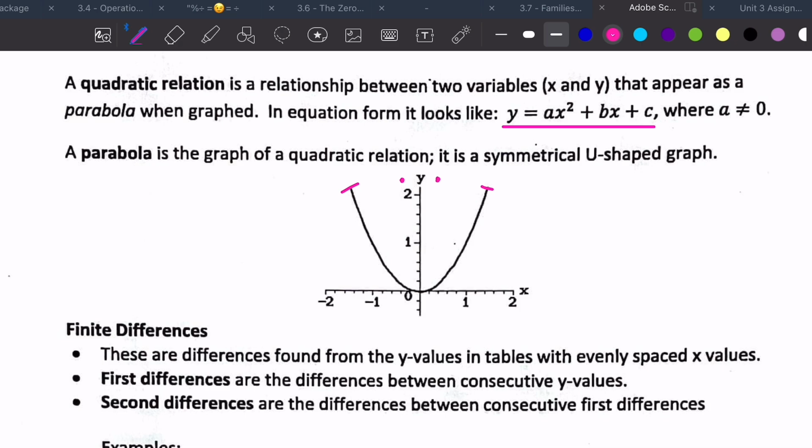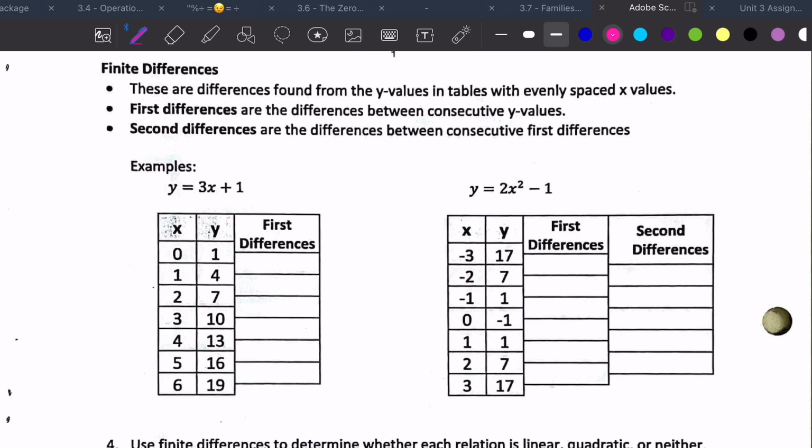And the last thing that we were doing in this lesson is looking at finite differences, which I think you did last year with lines. And you talked about first differences being the same, right? So it was the idea that if you subtract your y coordinates from each other, the first differences will be the same. With a quadratic, its second differences are the same.